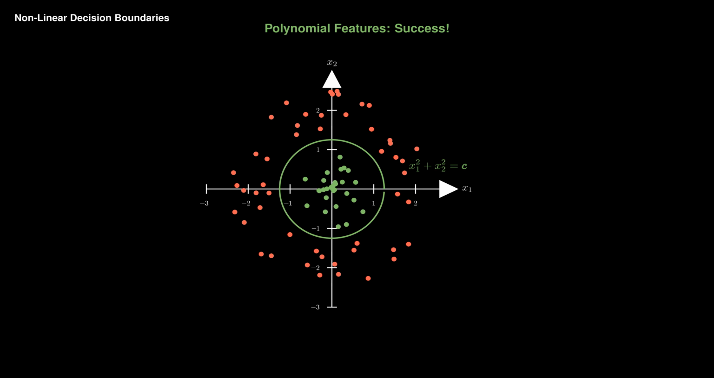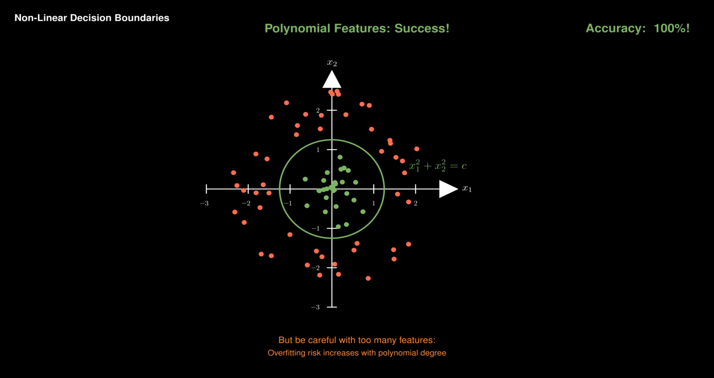Let us train logistic regression with these polynomial features on our circular data. The model learns theta 3 and theta 4 to be roughly equal and positive. The boundary becomes approximately x1 squared plus x2 squared equals some constant. That is a circle. Exactly what we needed. The accuracy jumps to nearly 100%. And we can go further.